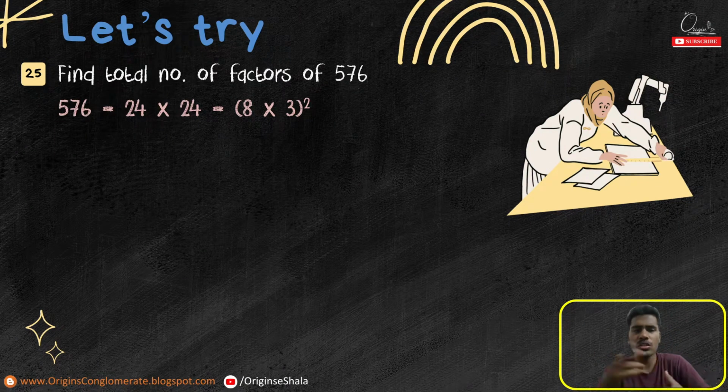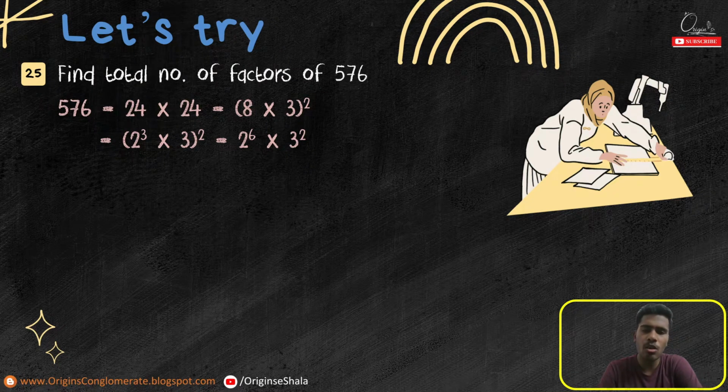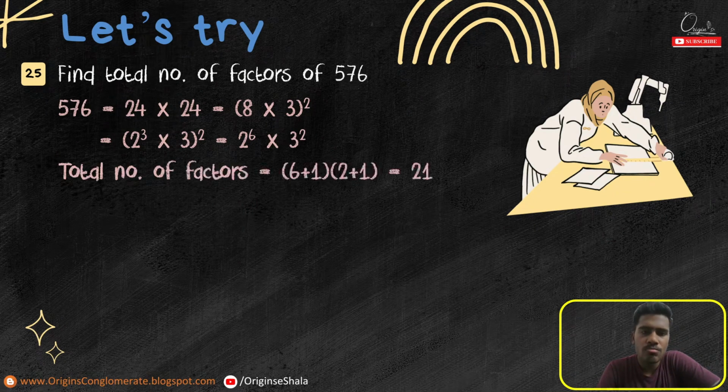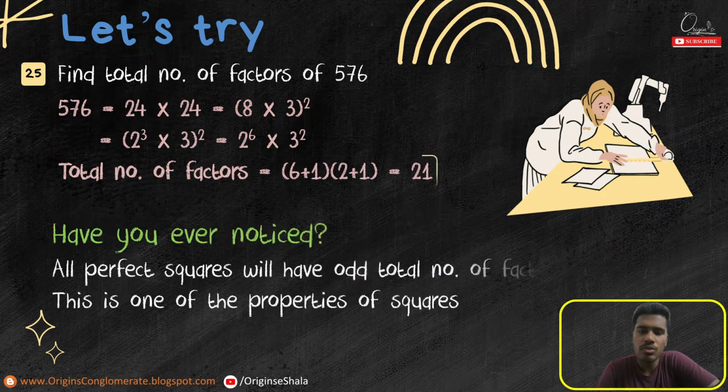So rather than going the roundabout way, I think this is a much better split. 8 into 3. I'm directly getting my prime numbers from this, because 8 is 2 cube. So this is the better optimized way of smartly splitting them. And whole square, because 24 square. So yeah, I got my value 7 into 3, 21.